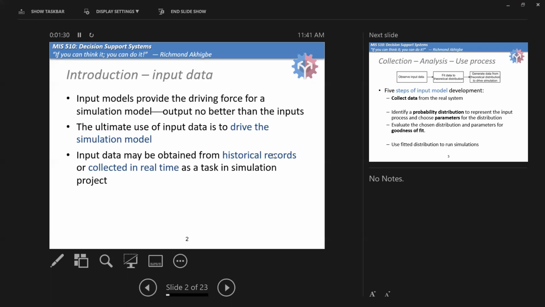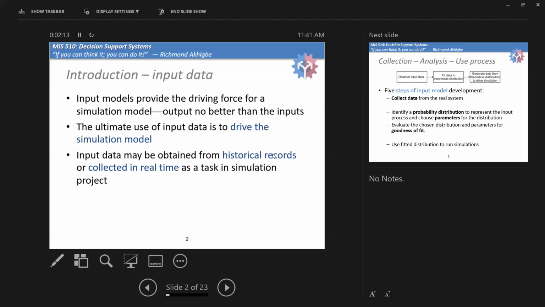Okay, so input models. When we say model, we are essentially referring to distributions, like inter-arrival time distribution or service time distribution. They are the driving force of a simulation model. Why? Because your output is as good as your input. What you tell Arena, it will replicate. If you're giving Arena something else, Arena will not be able to capture whatever is going on there. So you understand the importance of input.